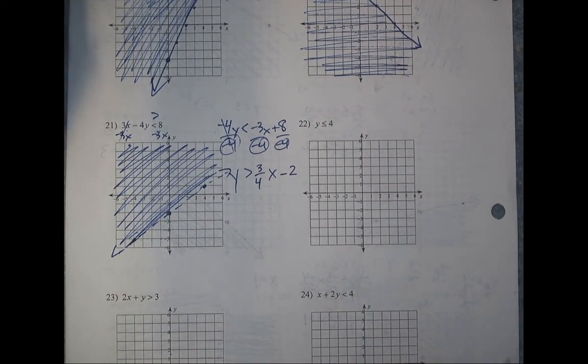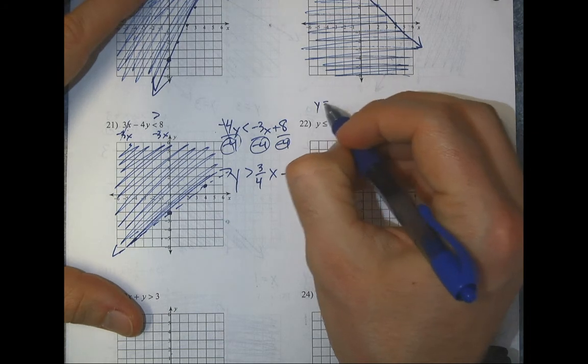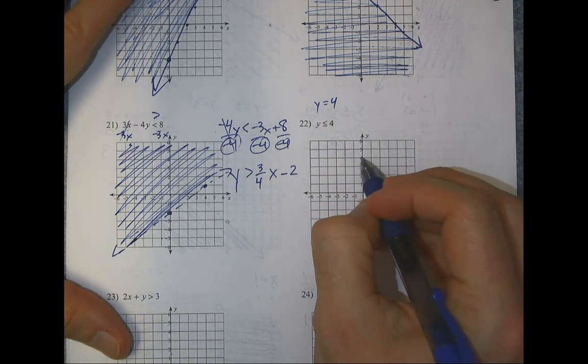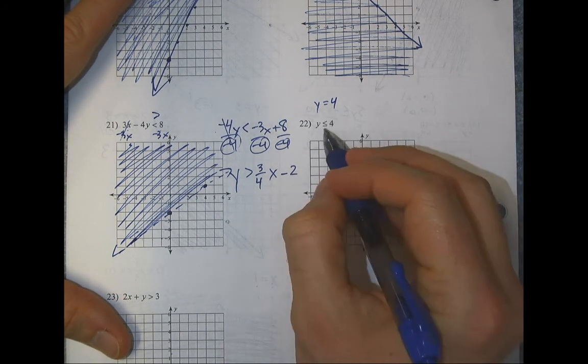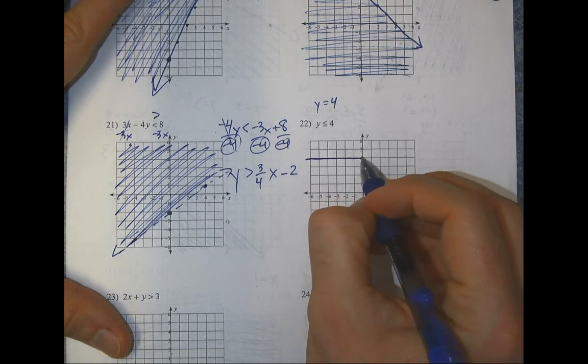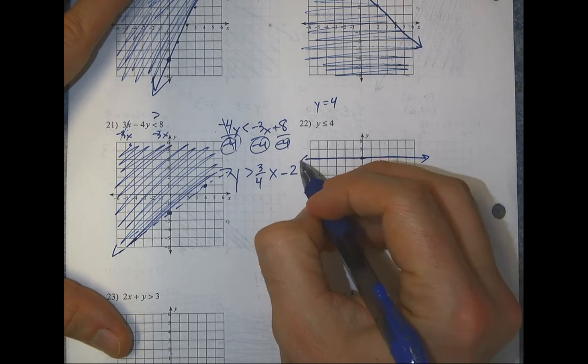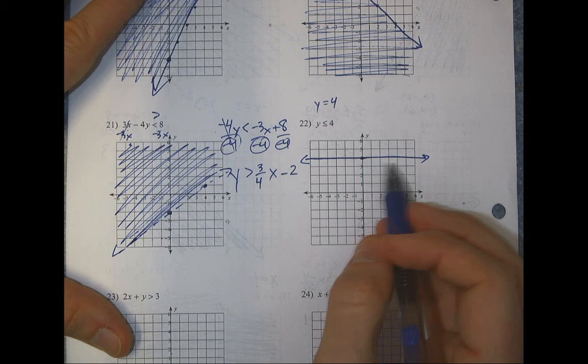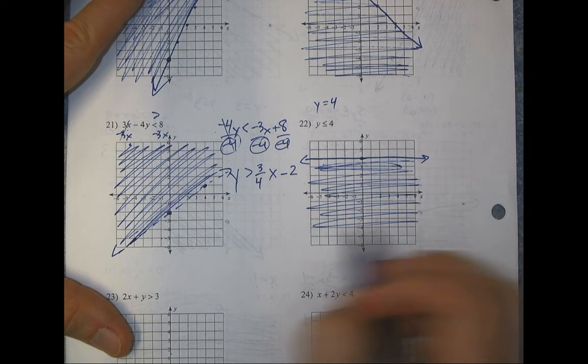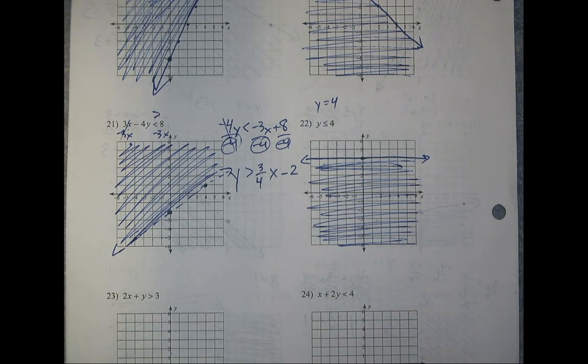Okay, 22. Think of this like y equals 4. Hits the y-axis at 4. It's going across. It does have the equal sign, so this is a solid line. It does say less than. Think of all the y values that are less. That's everything down here.